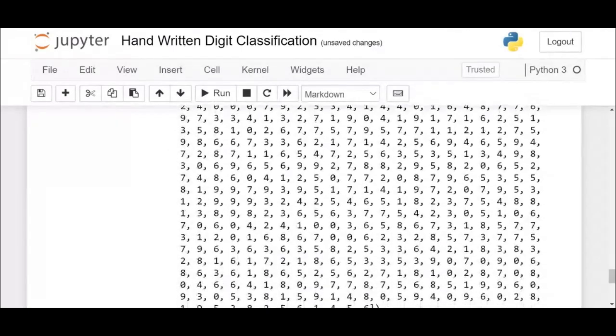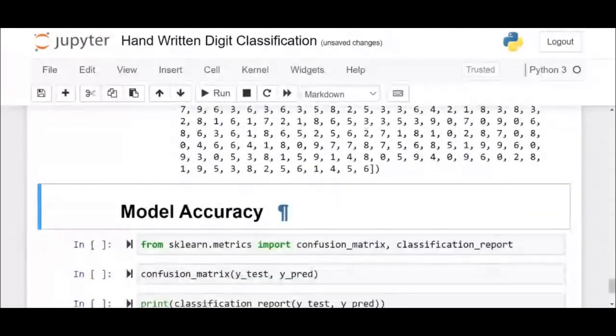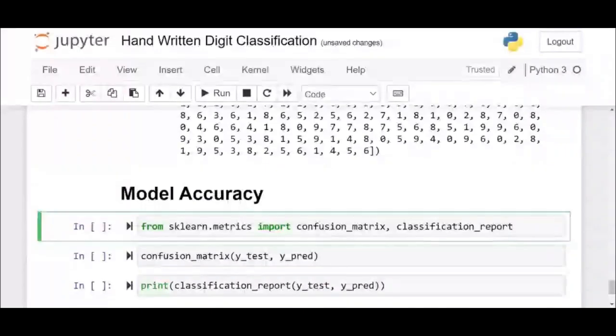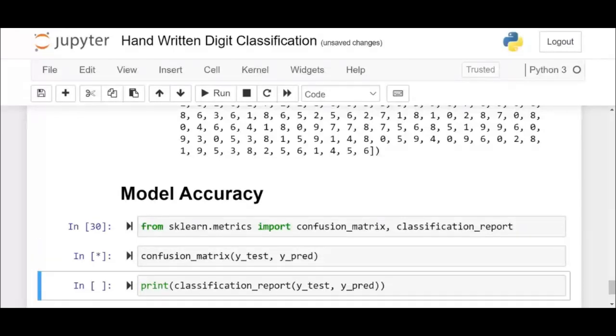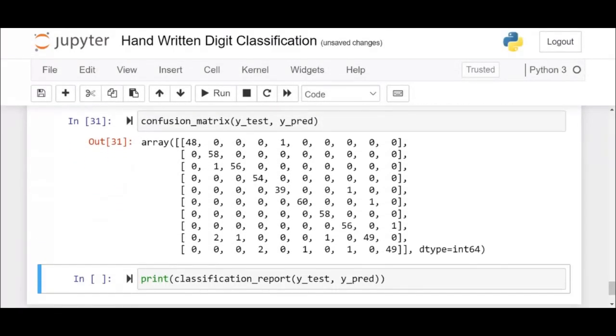So we have predicted our 30% of the sample. Now let's go for the model accuracy. For model accuracy in classification, as you know, we go for the confusion matrix and the overall accuracy using the classification report. So this is the overall confusion matrix.